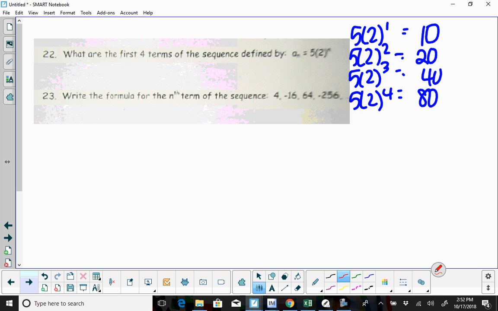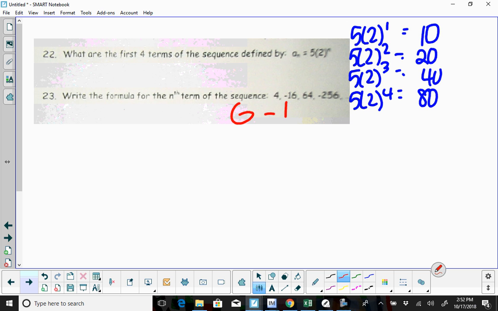All right, and then for number 23, write in the nth form of the sequence again. If you were to do arithmetic here, you would be subtracting. 4 minus 20 gives me negative 16. If I do negative 16 minus 20, I don't get 64. A telltale sign right there for you is that your signs alternate. That tells you it has to be geometric.